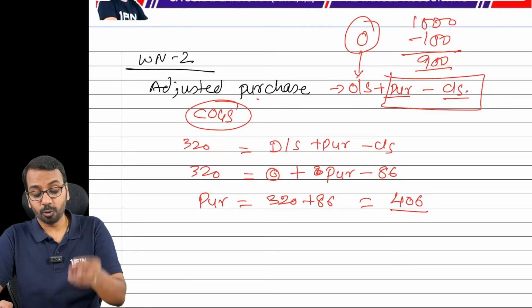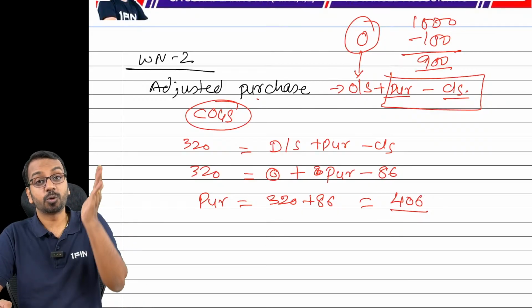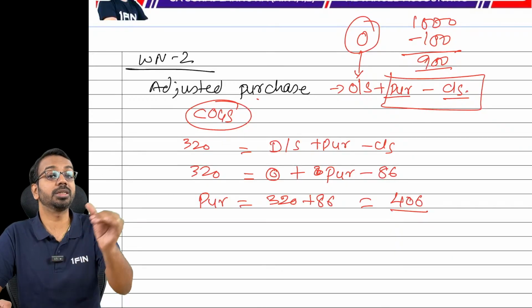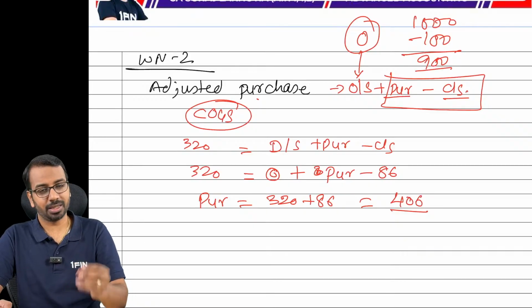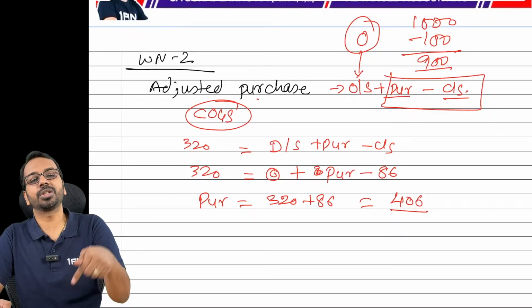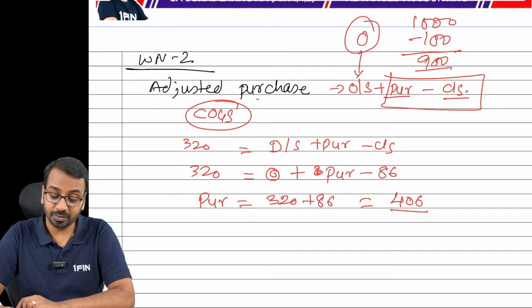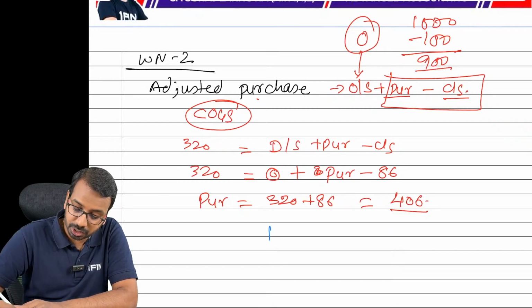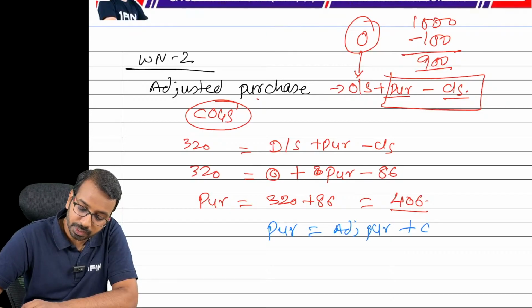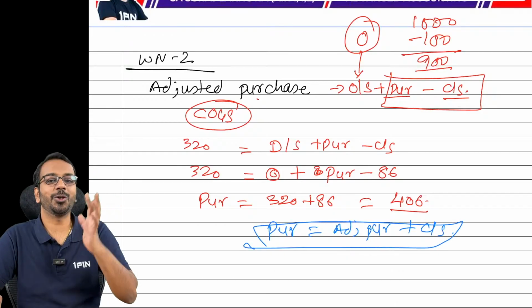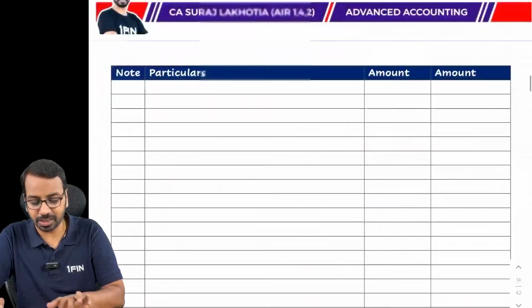In the examination, if you want to calculate purchases, to the purchases add closing stock and reduce the opening stock, if opening stock is not given in the trial balance. Sometimes they will give that opening stock information in the adjustments. Otherwise, simply in these type of questions, purchases is equal to adjusted purchases plus closing stock, you will get your number. This is one formula, you can make a note of it. So 406 is the purchases.